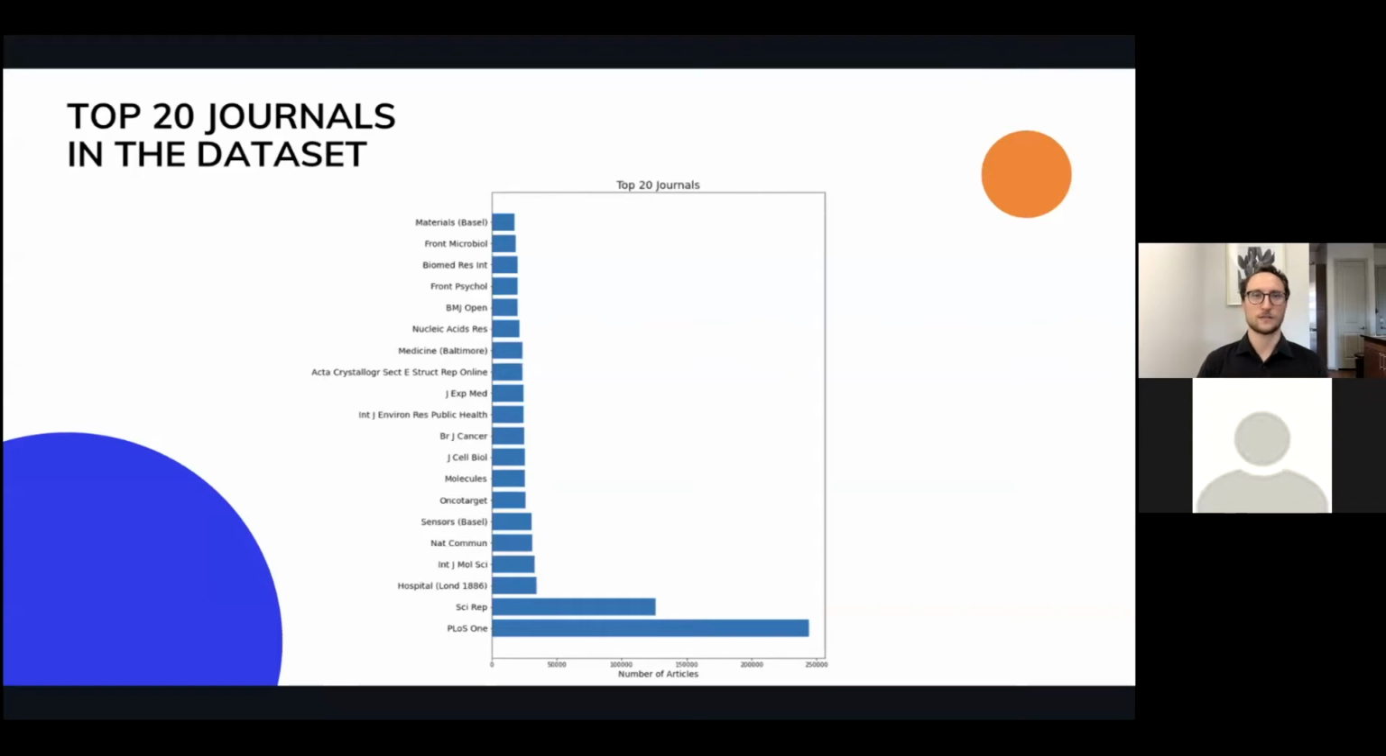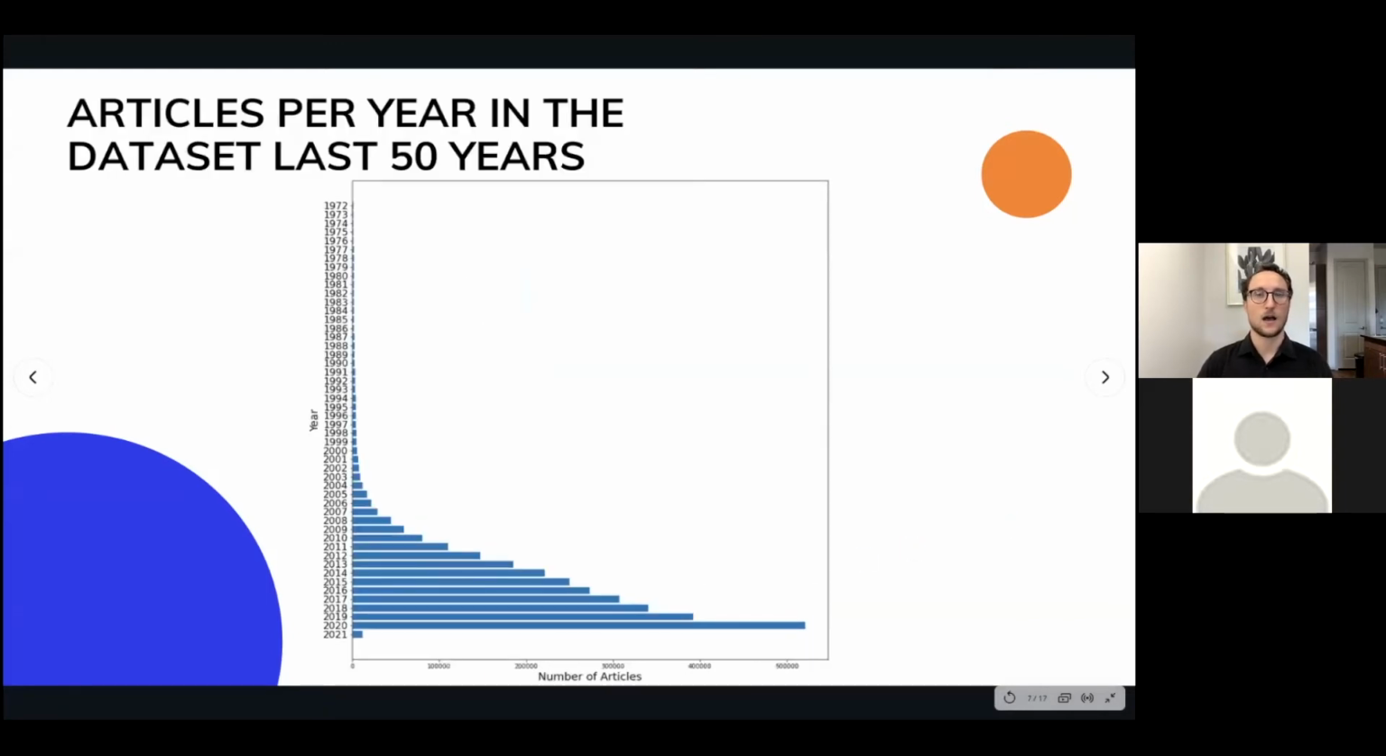Just to get a better idea of what's in that dataset, you can see here the most common journals. As expected, the top journal represented in the dataset is more of an open access journal in and of itself, PLOS ONE, but there are also some other very common, very reputable journals, Scientific Reports, Nature Communications, etc. This chart really illustrates the core of the problem and why we need to get better at handling all the information that we're generating. You can see that just in the past 15 or 20 years, the number of publications in this dataset has really exploded, highlighting the need for better data processing and understanding of all the information that we're generating.